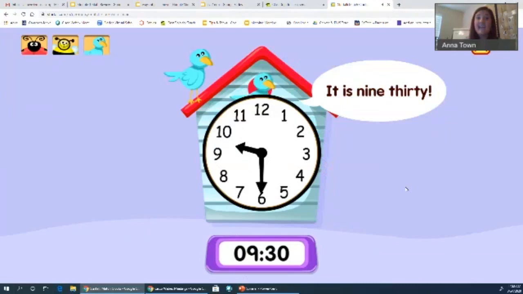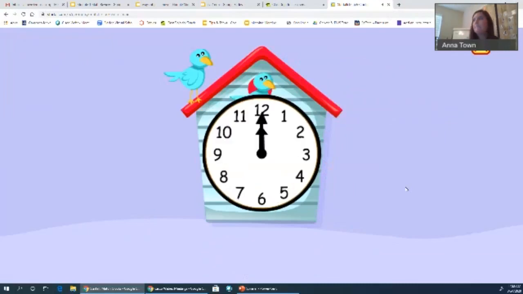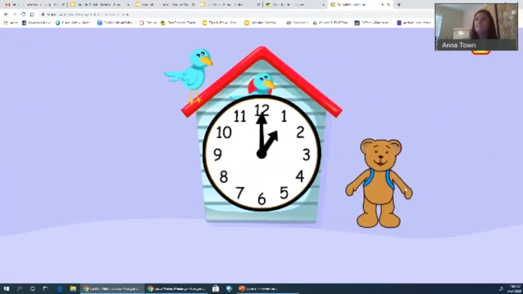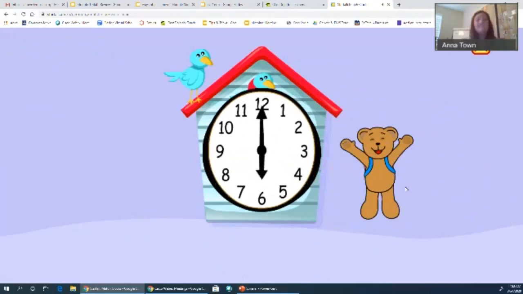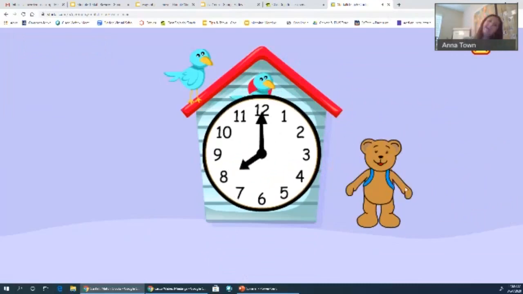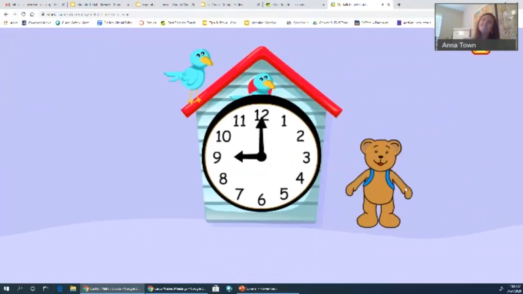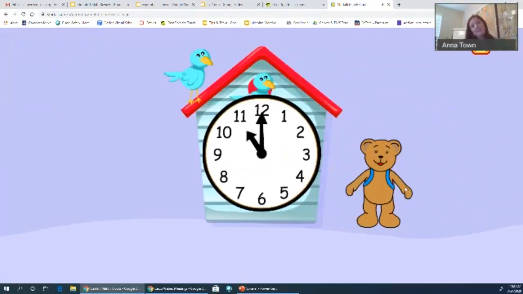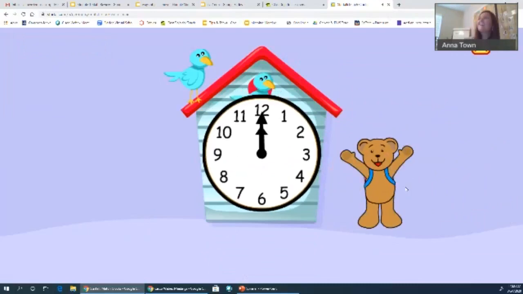Sing the hour song. 1 o'clock, 2 o'clock, 3 o'clock, tick-tock, 4 o'clock, 5 o'clock, 6 o'clock, tick-tock, 7 o'clock, 8 o'clock, 9 o'clock, tick-tock, 10 o'clock, 11 o'clock, 12 o'clock, tick-tock.